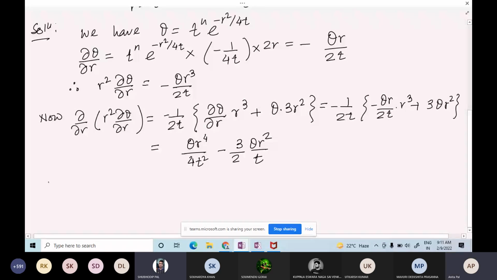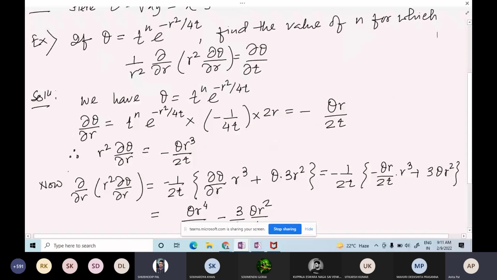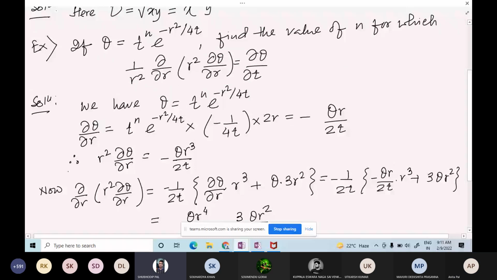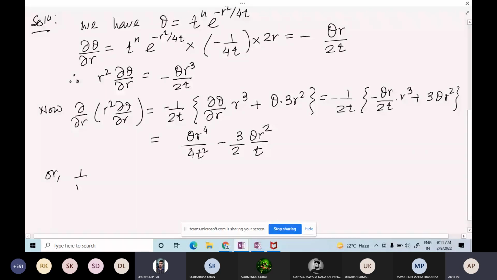Or we can see in the expression, if you check the left hand side, it is 1 by r square. So this 1 by r square we will now write: 1 by r square del by del r of r square del theta by del r.